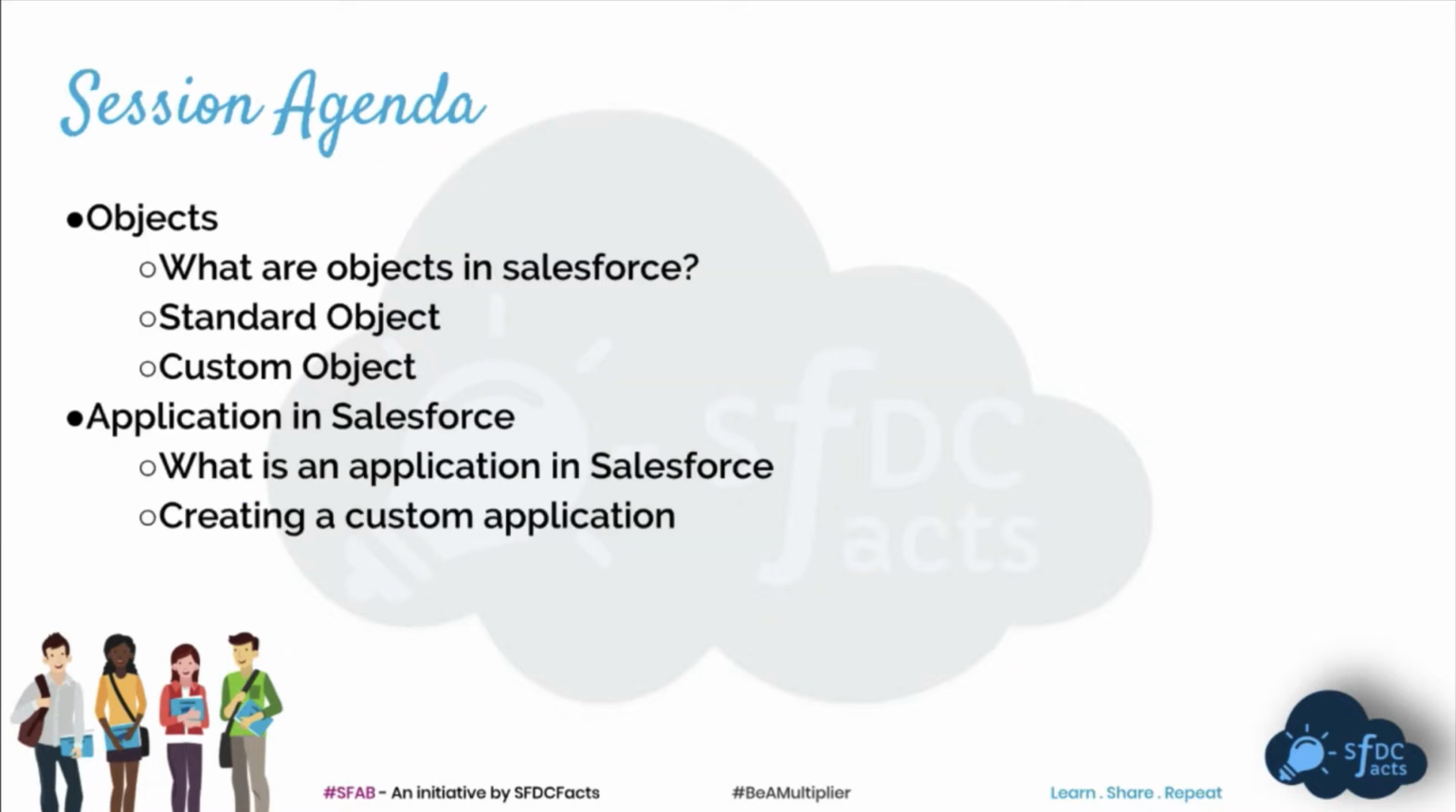So let's discuss today's session agenda. Today we are going to cover two very basic topics of Salesforce, which are objects and applications in Salesforce. First, we are going to understand what basically an object is in Salesforce, what are the two basic types of objects we can use in Salesforce, and then we are going to understand what is an application in Salesforce and how to create one custom application, which would be covered in the lab exercise. Handing over to you, Manish, now in order to understand the business case which we are going to solve in today's session.